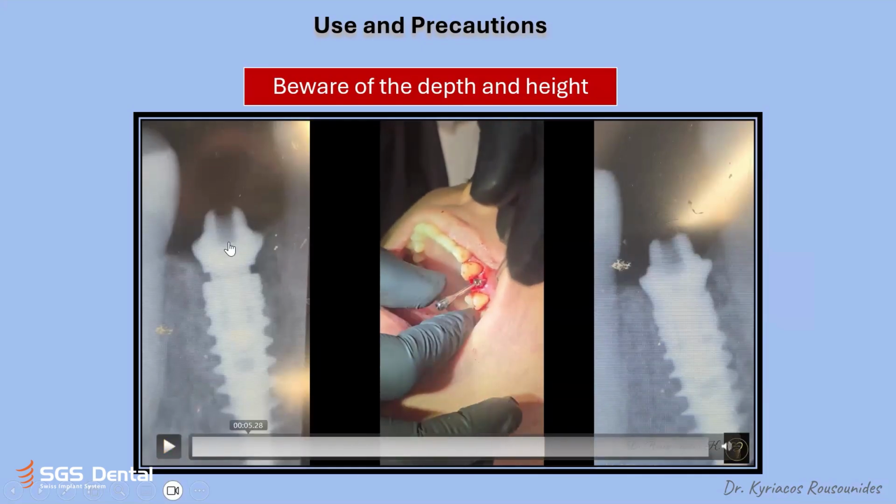Here you can see the X-ray before with the multi-unit not in position because we had the bony part around the implant that was in the way. And now, after we remodel the hole, we have the multi-unit in position.